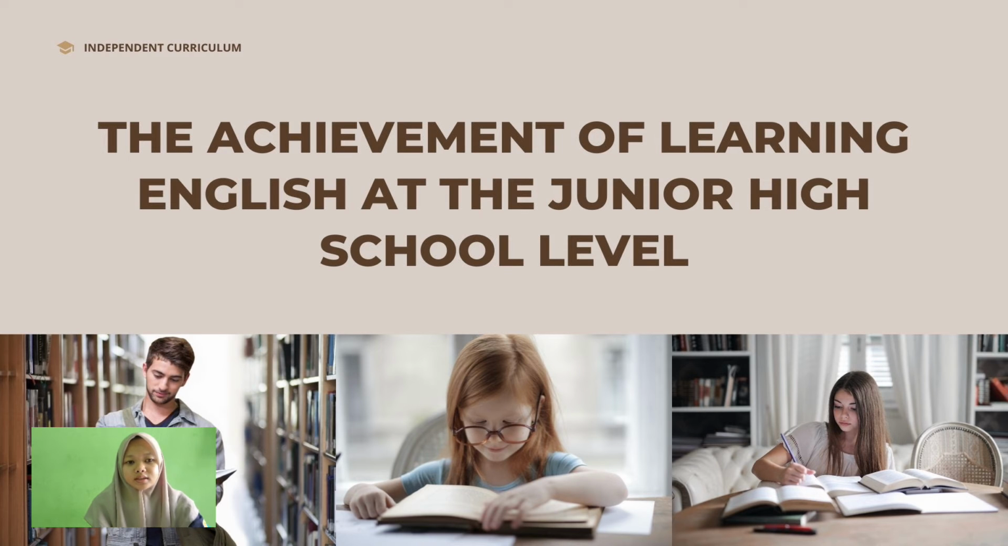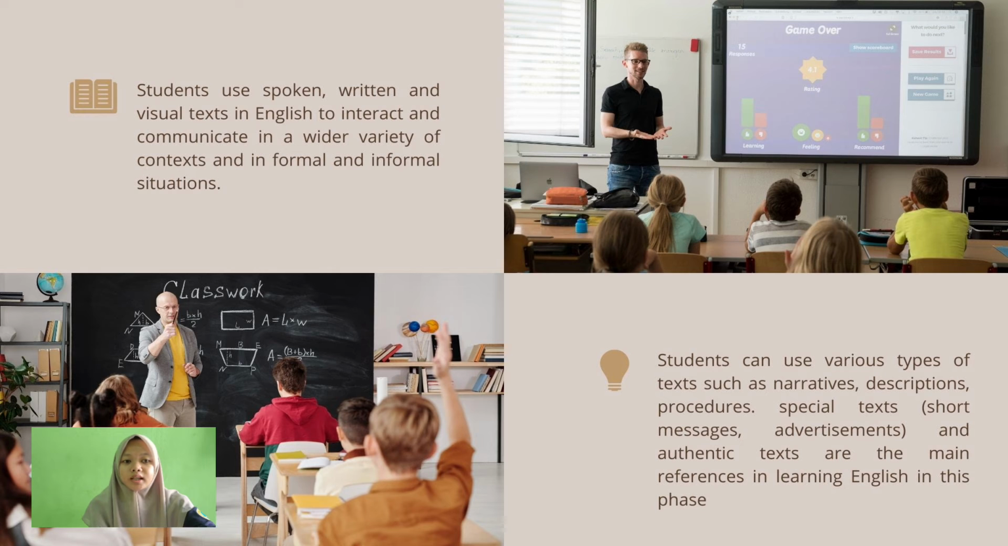Okay, next slide. In this slide, we will discuss the achievement of learning English at the junior high school level. There are 5 achievements of learning English. First, students use spoken, written, and visual text in English to interact and communicate in a wider variety of contexts and in formal and informal situations. Number 2, students can use various types of text such as narrative, descriptive, procedure, special text such as short messages, advertisements, and authentic texts are the main references in learning English in this phase.